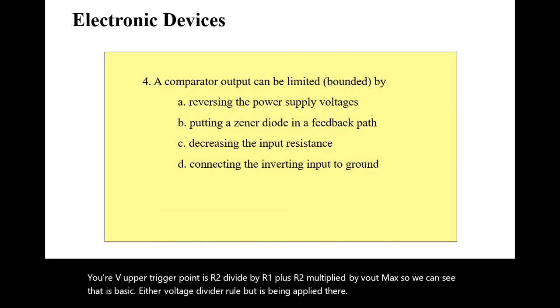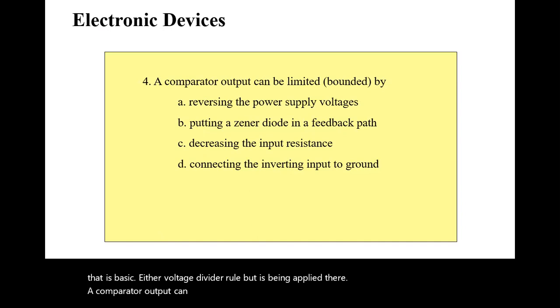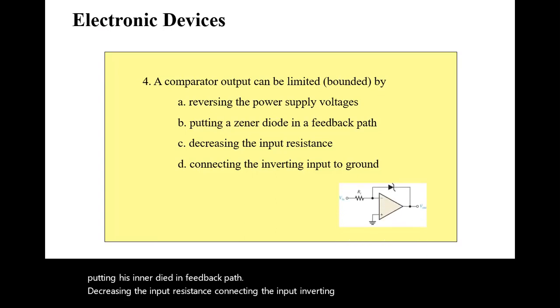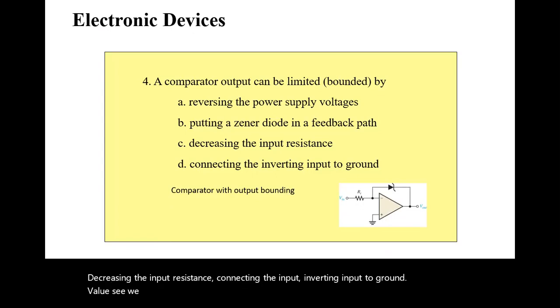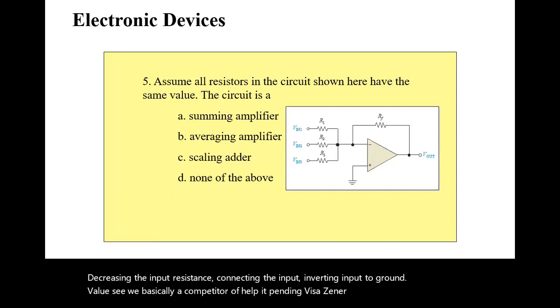A comparator output can be limited or bounded by reversing the power supply voltages, putting a Zener diode in the feedback path, decreasing the input resistance, or connecting the inverting input to ground. There you see a comparator with output bounding, there's a Zener diode in the feedback path.